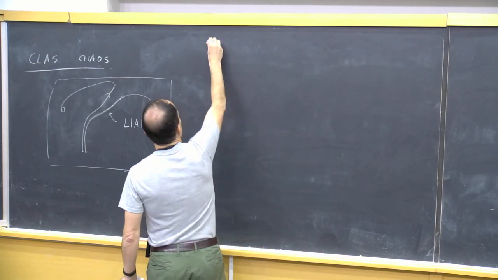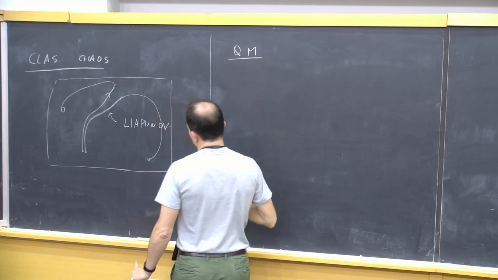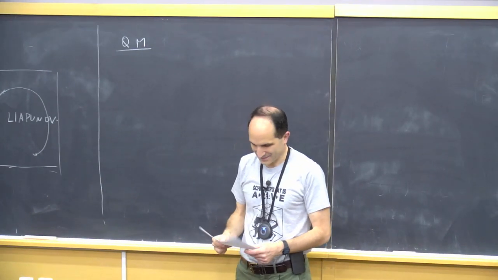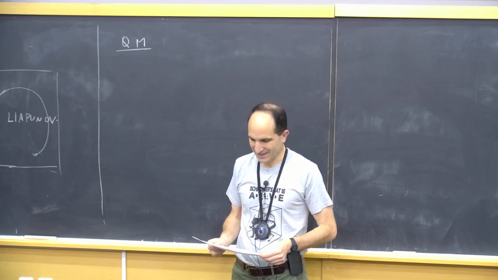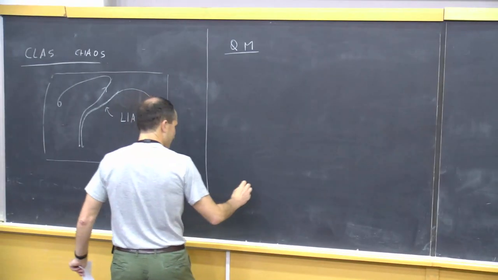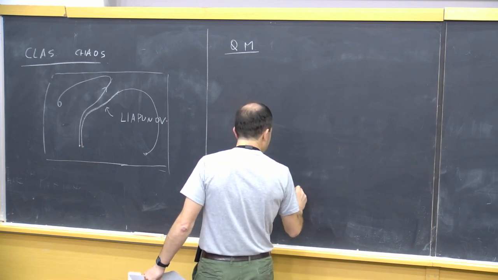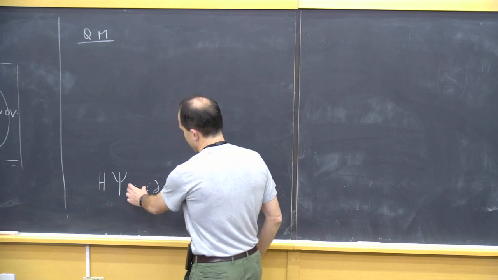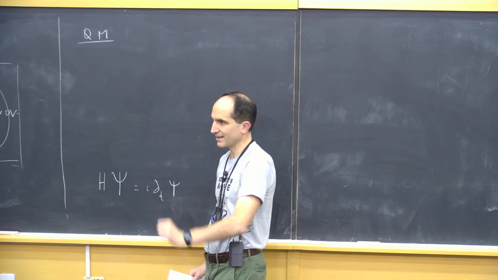Now, what happens in quantum mechanics? Something people sometimes say, and I really don't like when people say this, is that the Schrödinger equation is linear, and therefore there is no quantum chaos. Now, why don't I like this? If you take the distance between two solutions of this equation, that will stay constant through the evolution because it's a linear equation.